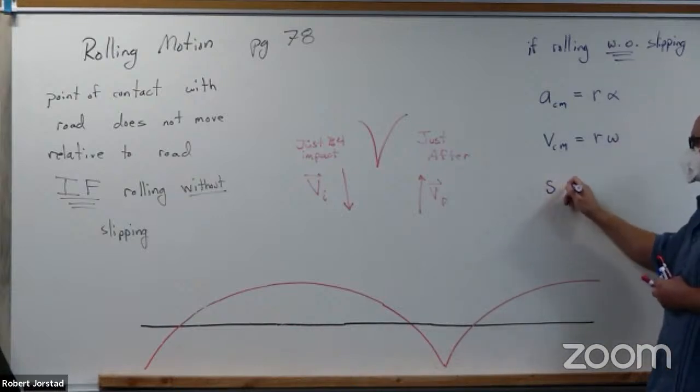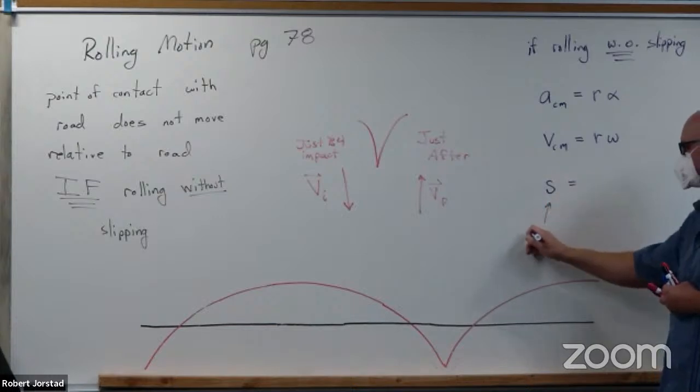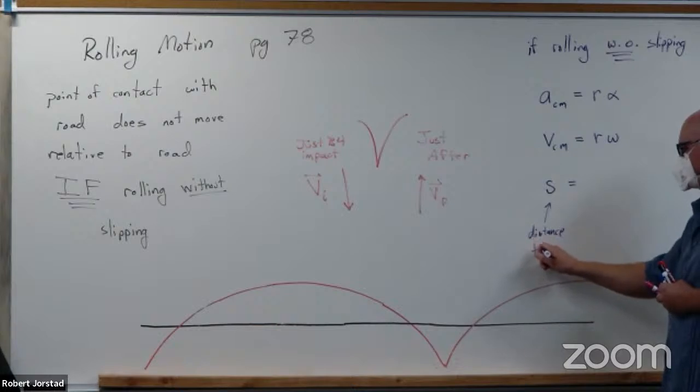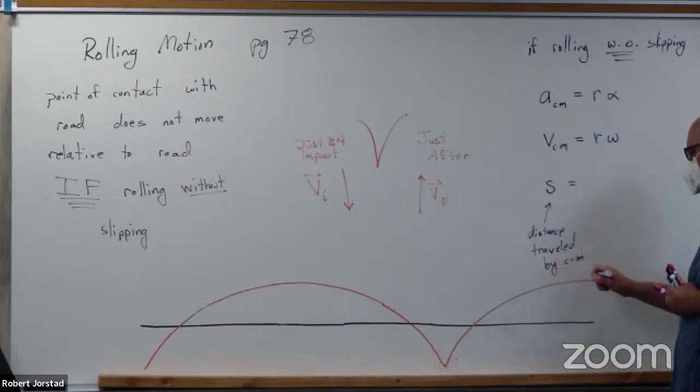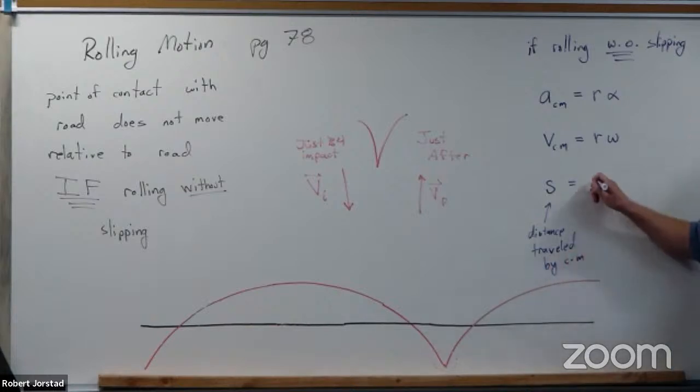What about the distance of a point on the rim? Or in this case, the distance traveled by the center of mass is going to be related to the angle. And sometimes we might use r delta theta, so maybe I'll put in delta theta, right? Usually we say theta initial is 0, but just in case.